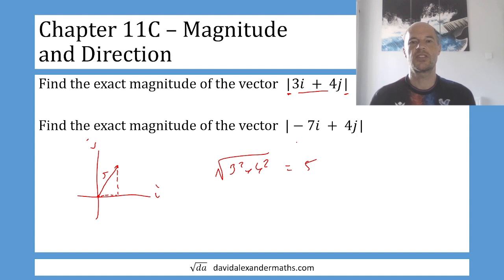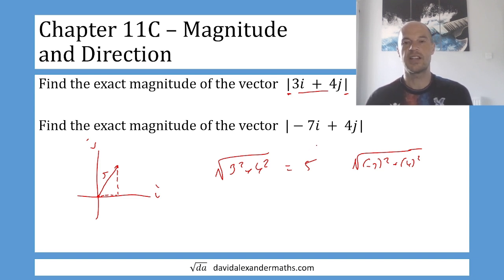Find the exact magnitude of the vector minus 7i plus 4j, so that's going to be the square root of minus 7 squared plus 4 squared. Now, to be honest, if it's negative, I know that negative 7 squared is the same as 7 squared, so I tend to just ignore the fact that it's negative when I'm squaring it. So I'll be lazy, type into my calculator 7 squared plus 4 squared, all square rooted. That is root 65.